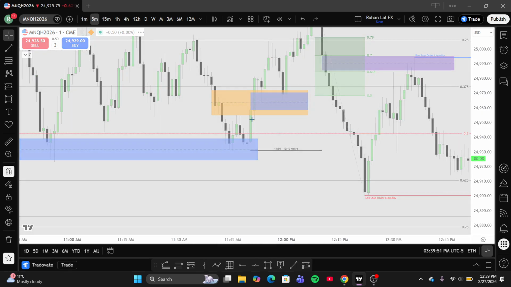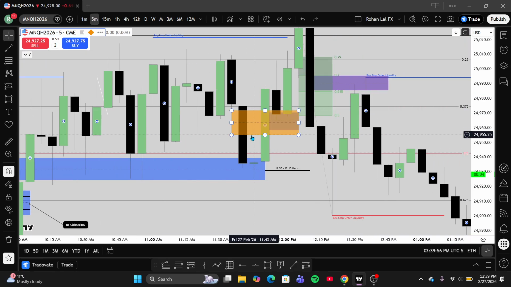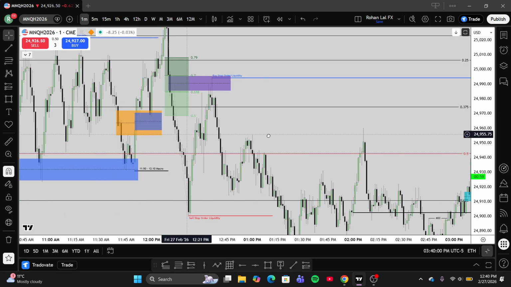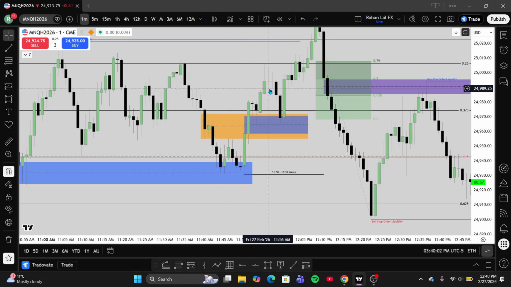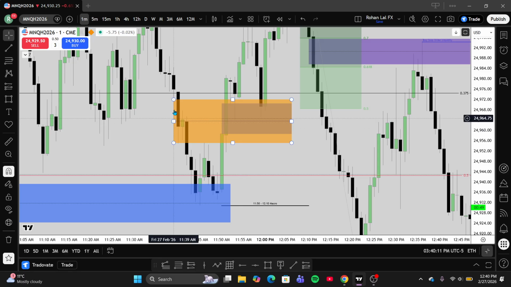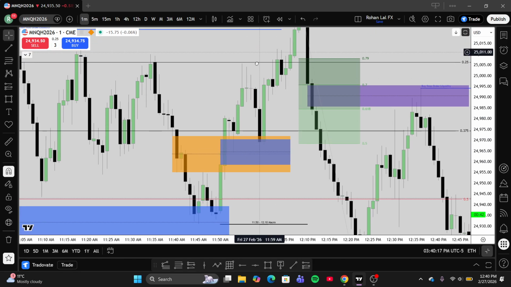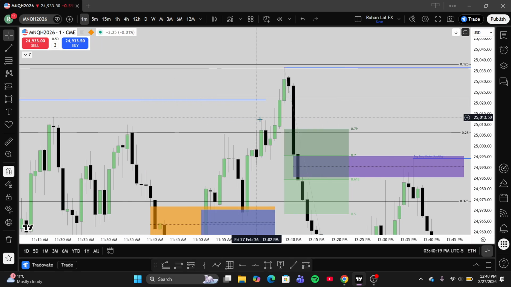So initially I saw this 5-minute gap get inversed, right? So now we have nested PD arrays. We have a nested 5-minute inefficiency resting inside of a 1-minute bullish inefficiency. This is indicating that this is a balanced price range. We see price tap into that level once. We then get the displacement to take out the buy side liquidity.